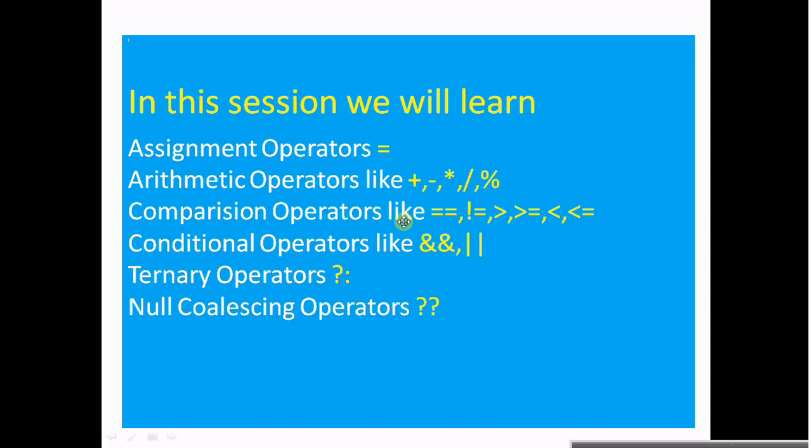Okay, in this session we will learn about assignment operators, arithmetic operators, comparison operators, conditional operators, the ternary operator and null coalescing operators. Here the first operator is the assignment operator. The assignment operator is nothing but the equal sign. The equal sign is used to assign values to a variable.